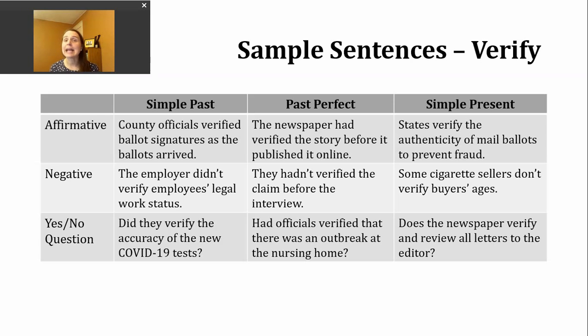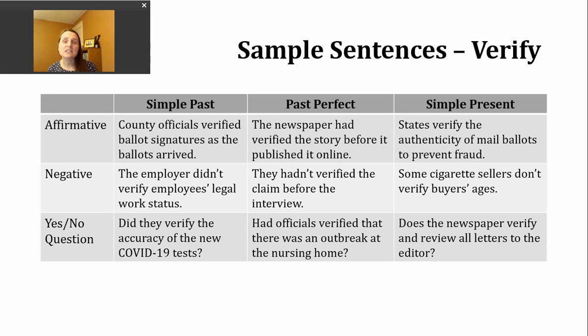Now let's look at making a yes or no question in the simple past tense. To do this, we're going to start with did, then we'll have our subject, and then the base verb. Here's an example. Did they verify the accuracy of the new COVID-19 tests? Okay, so here, verify, they are checking the accuracy, the reality, to make sure it's doing what it says it's going to do. Now let's take a look at the past perfect.